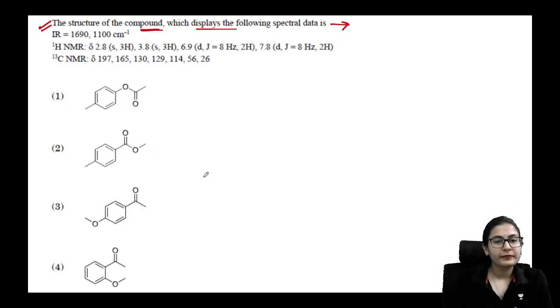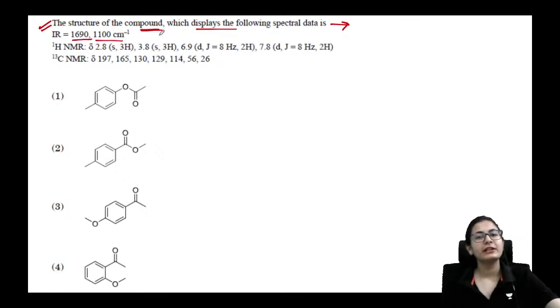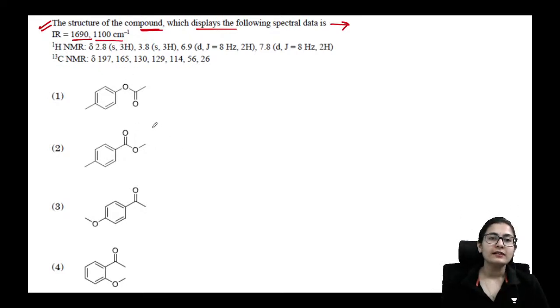Yes. All right. 1690, what does it say, guys? 1690 and 1100. Okay, so 1100 is of less importance, but 1690 is there. That is, you are having an ester and also some kind of a conjugated ester. So the conjugation must not be on the oxygen side. What happens with that? Frequency increases. So this is going to be around 1760 for the carbonyl. Absolutely does not qualify 1690.